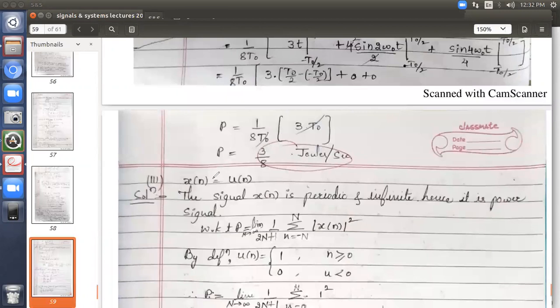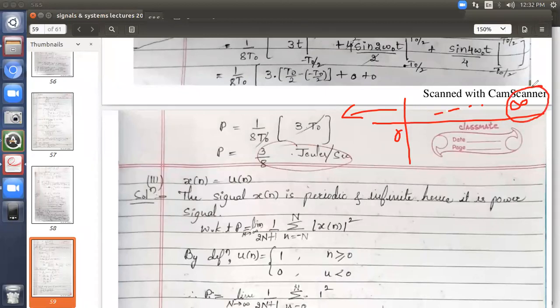Take the next problem. X of n is equal to u of n. Now, you know that the u of n signal starts from 0 and extends up to infinity. No doubt you don't have a negative side. However, it is an infinite signal, provided one condition is met: it is infinite, but not from the negative side, but from 0.